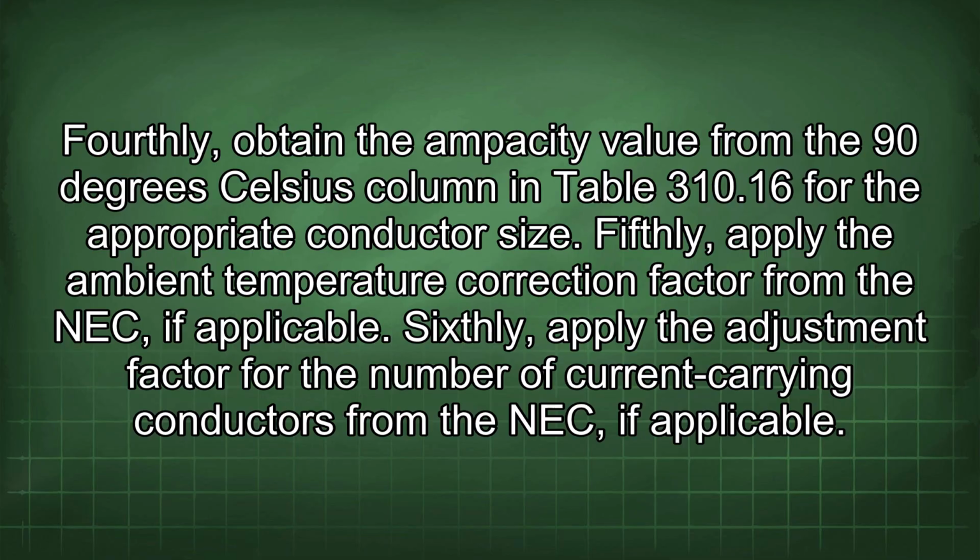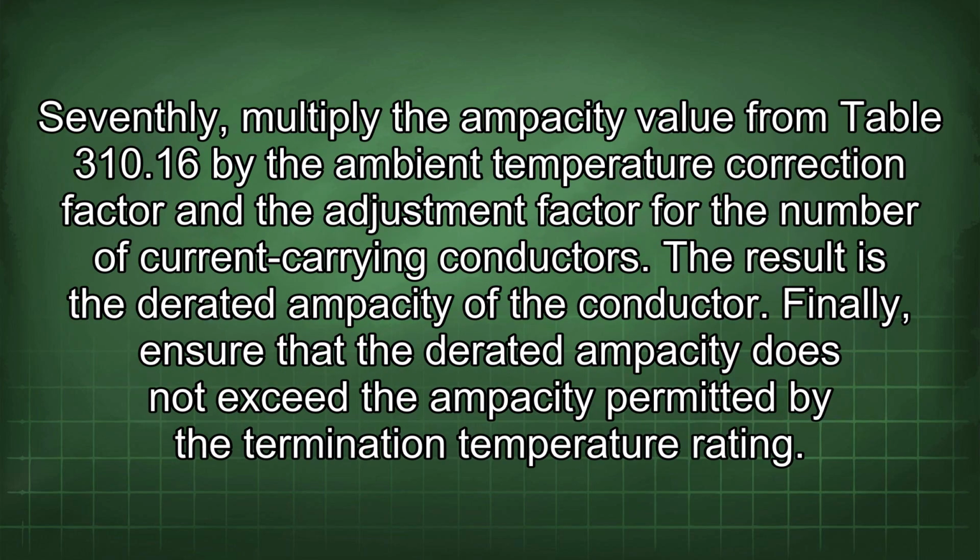Fifthly, apply the ambient temperature correction factor from the NEC, if applicable. Sixthly, apply the adjustment factor for the number of current-carrying conductors from the NEC, if applicable. Seventhly, multiply the ampacity value from Table 310.16 by the ambient temperature correction factor and the adjustment factor for the number of current-carrying conductors. The result is the derated ampacity of the conductor.